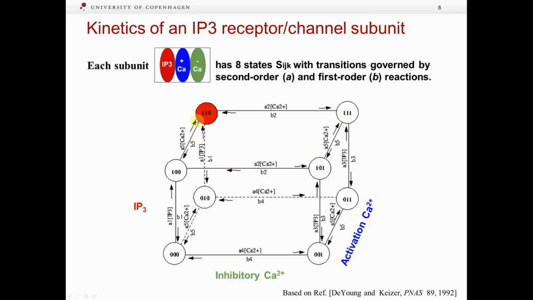In order for the subunit to be in a state where it potentially allows opening of the channel, the IP3 site and the activating calcium site must be occupied, and this must be the case for each of the 3 subunits. Each of the edges here shows the reactions leading to and from each of the states.